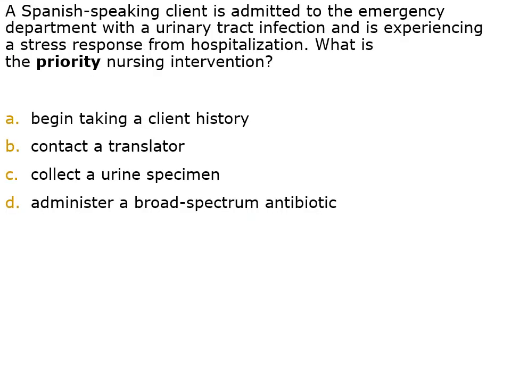A non-English speaking client is admitted to the emergency department with a urinary tract infection and is experiencing a stress response from hospitalization. What is the priority nursing intervention? A. Begin taking client history. B. Contact a translator. C. Collect a urine specimen. Or D. Administer a broad spectrum antibiotic.